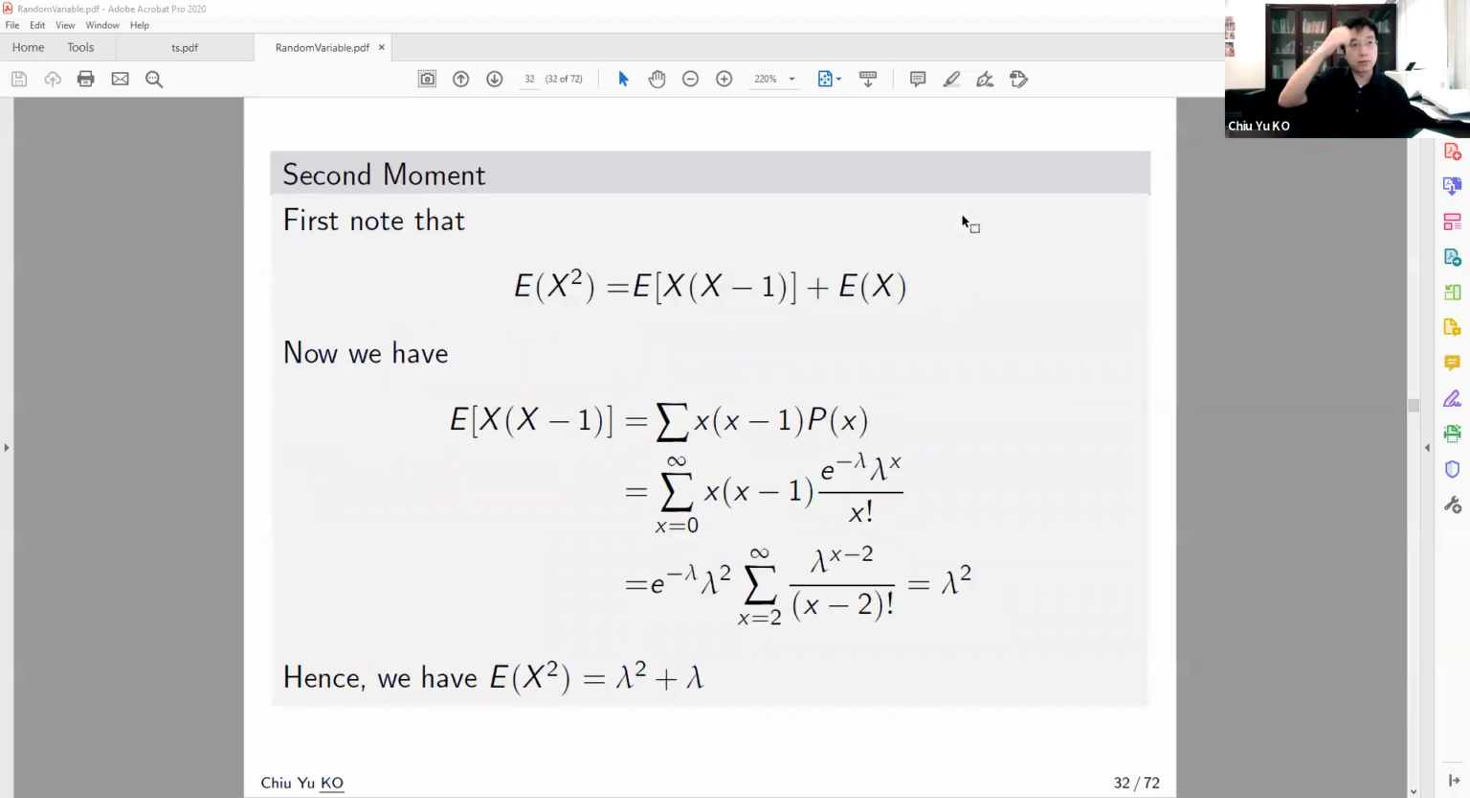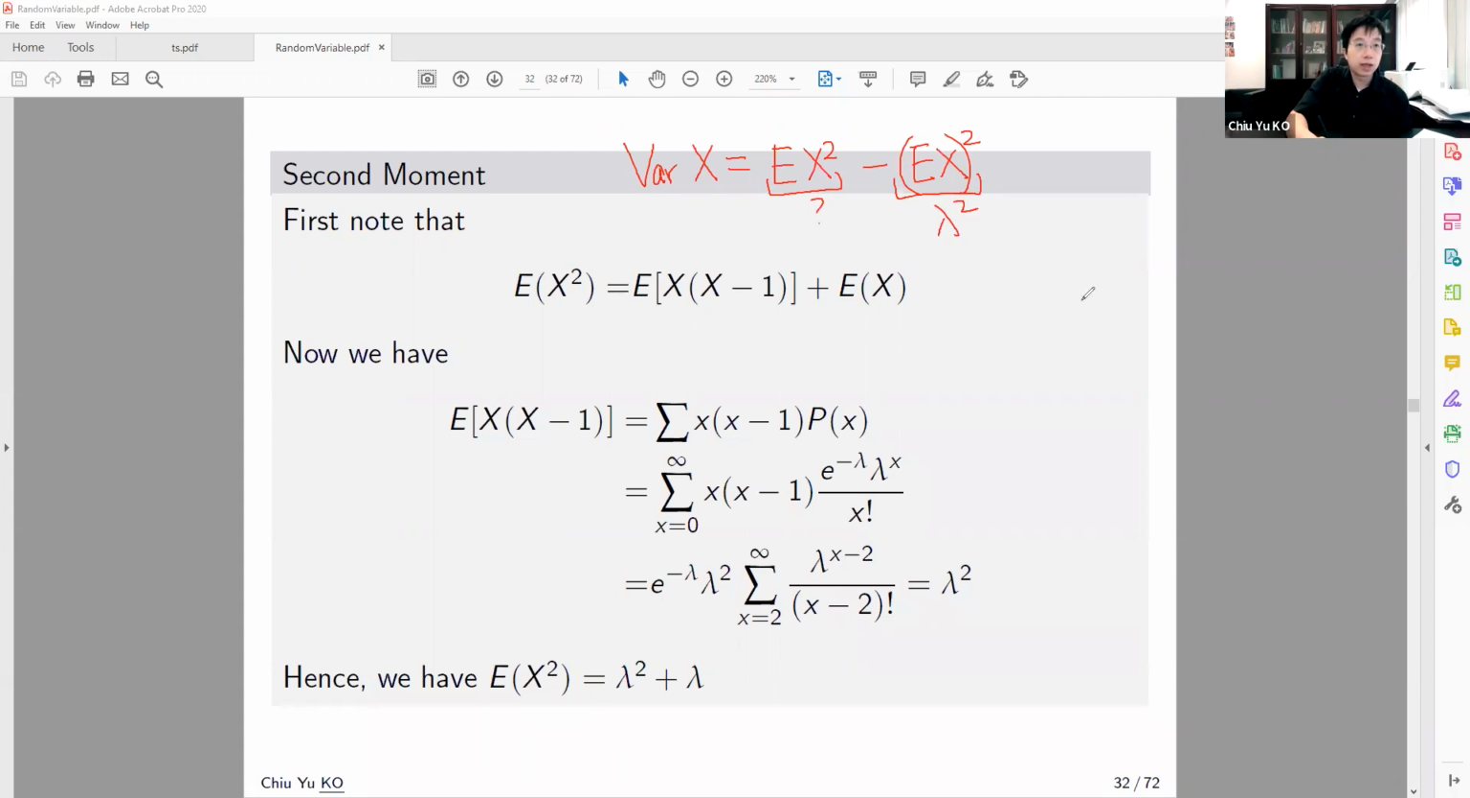Now I would want to talk about the second moment. Okay, so let's resume the class. Let's talk about the variance of the Poisson. If you remember how to prove variance, the variance of X is the second moment minus the square of the mean. The mean squared is lambda squared. So this is something we want to know.